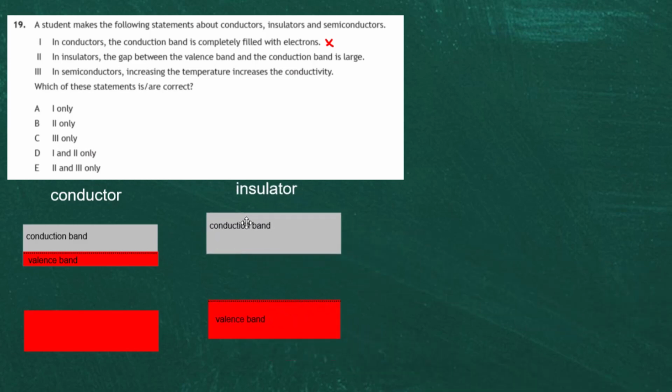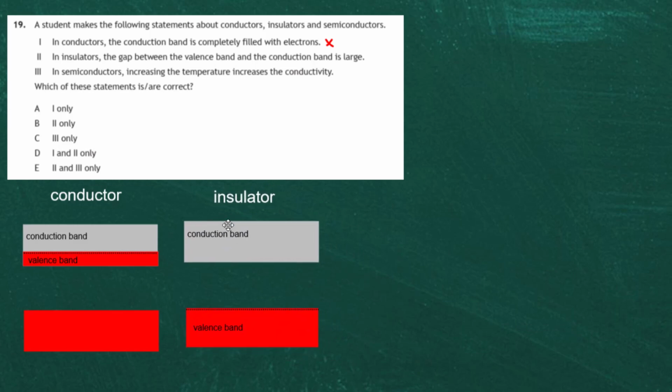Well, we take a look at the insulator. You can see that that is true, because the valence band is completely filled up here, but there's an energy gap which the electrons must go over in order to get into the conduction band, where there are plenty of, as we can use our football stadium analogy, plenty of free seats. So the valence band here is filled up, but they can't really go anywhere because they can't reach the conduction band. So statement 2, in insulators, the gap between the valence band and the conduction band is large. Well, that's a true statement, so we can mark that true.